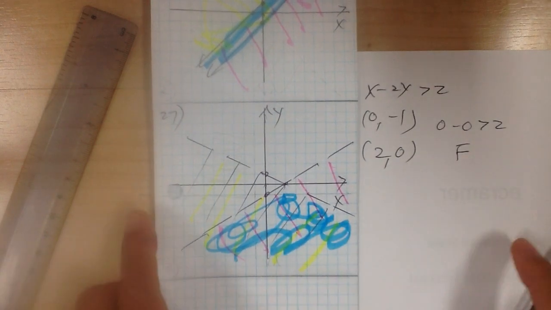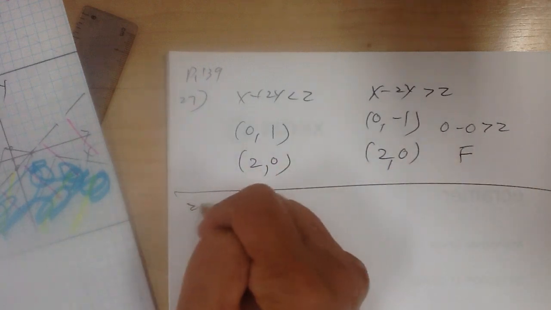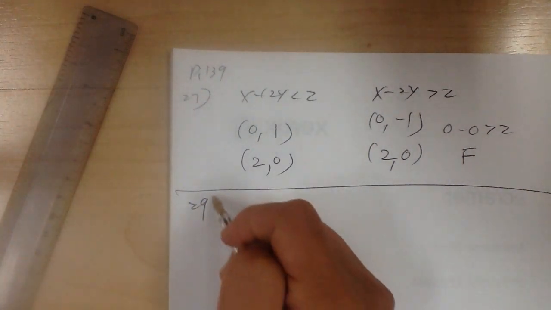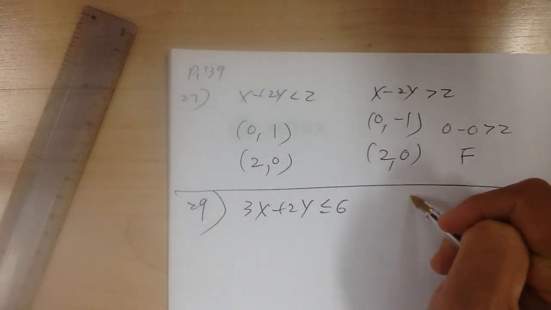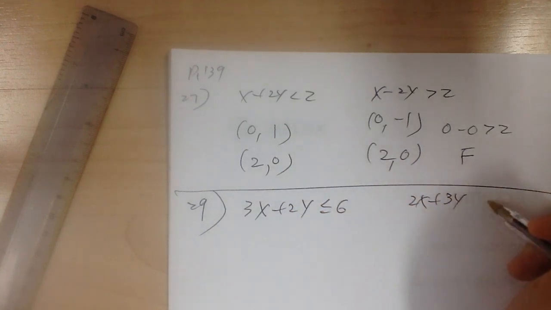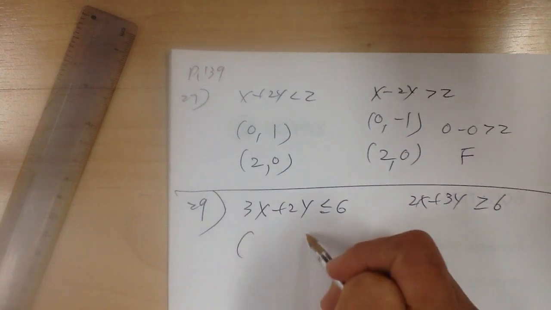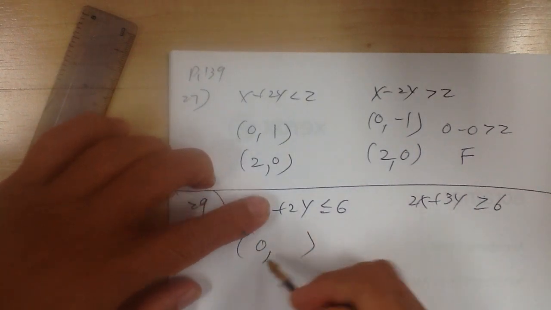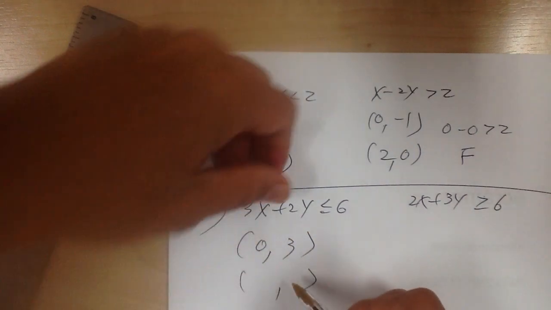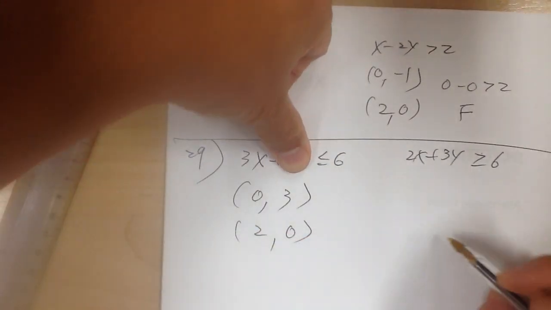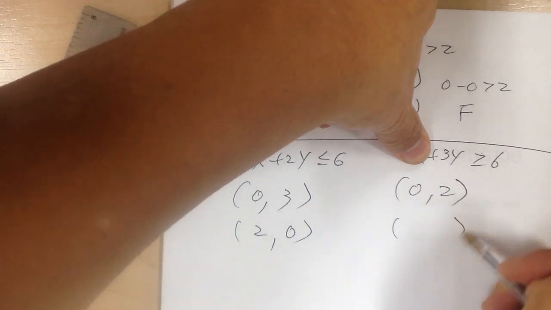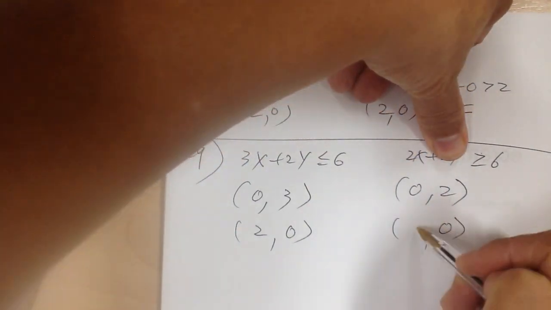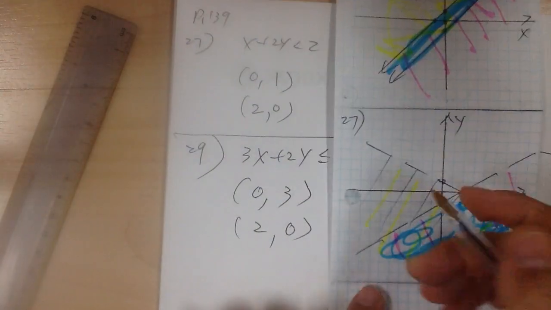Okay, number 29. You have 3x plus 2y is less than or equal to 6, and 2x plus 3y is greater than or equal to 6. So you can choose your points. For the first one, x equal to 0, you get 3. Let y equal to 0, you get 2. Over here, do the same thing. Let x equal 0, y will equal 2. Let y equal 0, then x will equal 3.